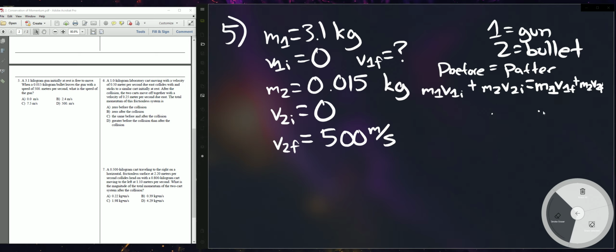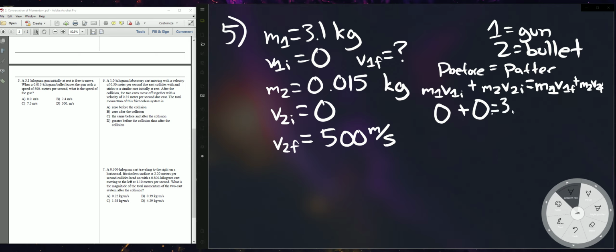So if you know your initial velocity of both the bullet and the gun are 0. The initial velocity of the bullet is 0 because it's initially in the chamber. It hasn't been fired yet. The gun also isn't moving. So the initial velocity of both of the masses is 0. So anything times 0 is going to be 0. So you just put that as 0.